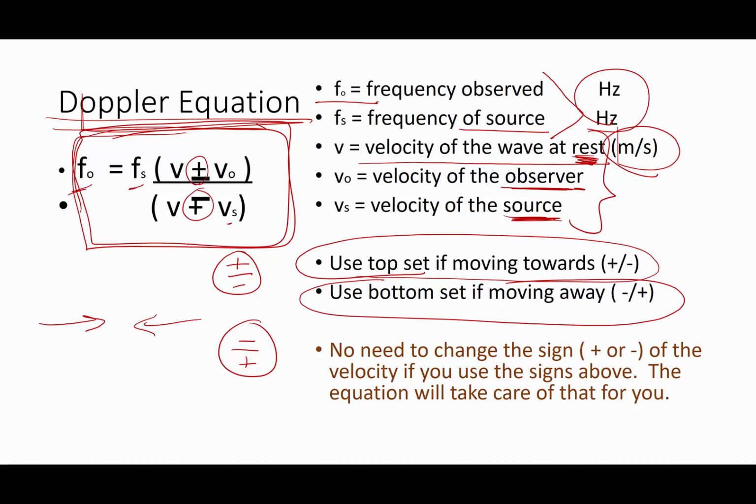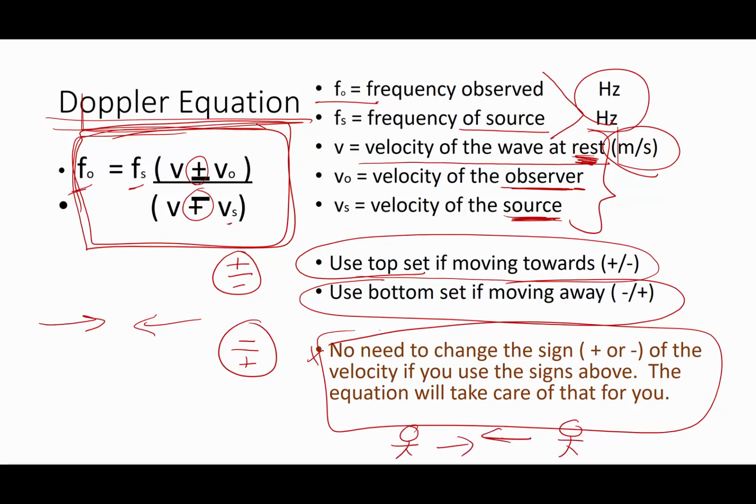Now, by using this, there is no need to change the signs of any of the velocities if you are moving away or towards. And the reason I mention this is long ago when we did kinematics, if we had motion in two different directions because of the vectorness, we had to call one positive and one negative motion. We do not have to do that with the Doppler effect if we pay attention to this plus minus on top, minus plus on the bottom.